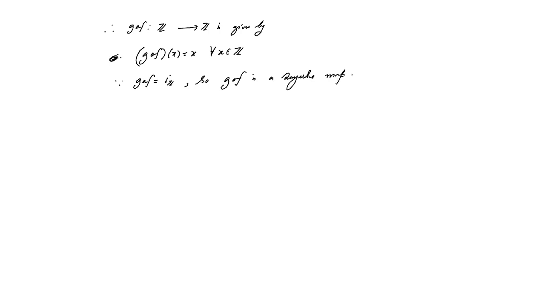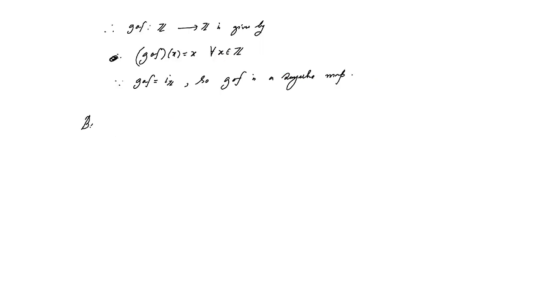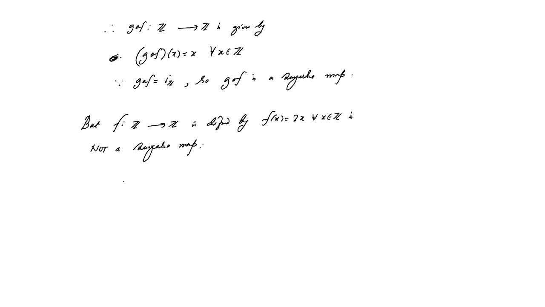Surjective mapping. Okay, so the composition map is surjective, but here you will see f is not a surjective mapping. f: Z to Z defined by f(x) = 2x for all x belongs to Z is not a surjective mapping. Why is it not surjective?